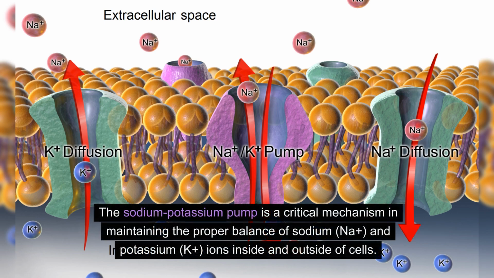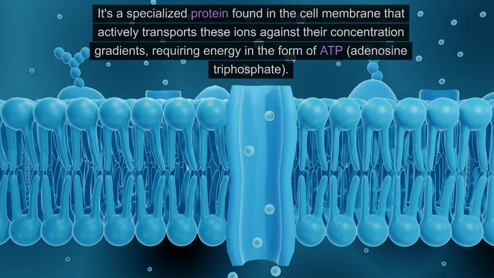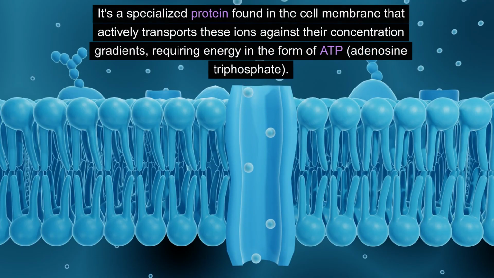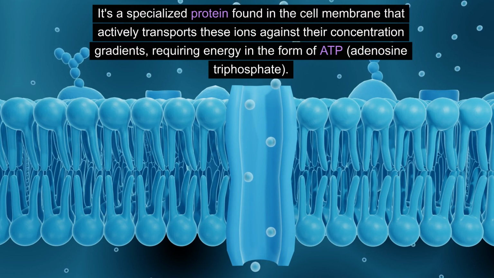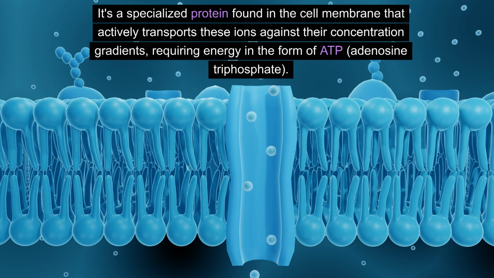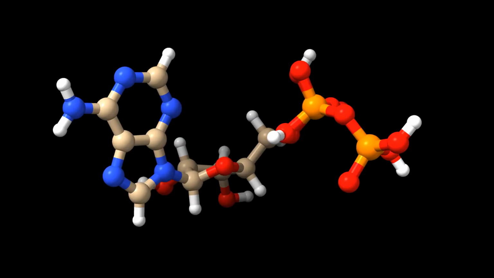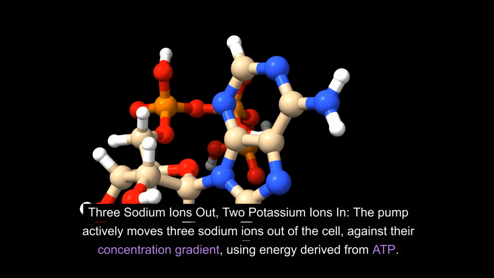The sodium-potassium pump is a critical mechanism in maintaining the proper balance of sodium, Na+, and potassium, K+, ions inside and outside of cells. It's a specialized protein found in the cell membrane that actively transports these ions against their concentration gradients, requiring energy in the form of ATP, adenosine triphosphate. Here's how the sodium-potassium pump works. 3 sodium ions out, 2 potassium ions in.